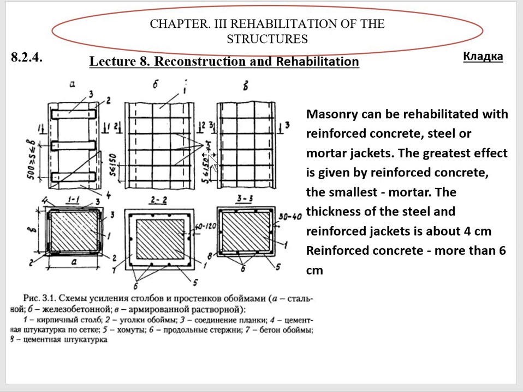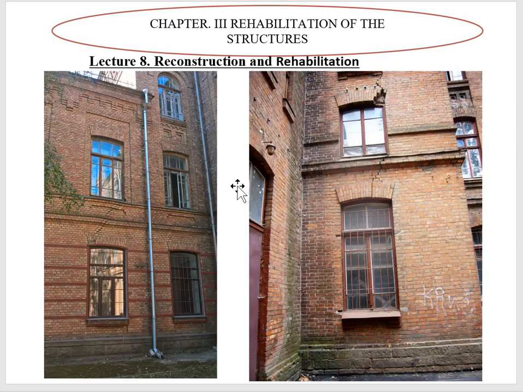The greatest effect of these three is given by the reinforced concrete jacket, it is the better way, but we don't use such a solution in all cases, because it gives a significant enlargement of the section, and it impacts our interior. When the column becomes bigger, it can destroy the planning solution of an architect. So that is why in some cases steel brackets or steel jacketing, or even mortar jacketing, can be used.